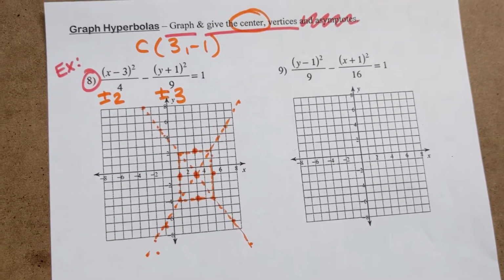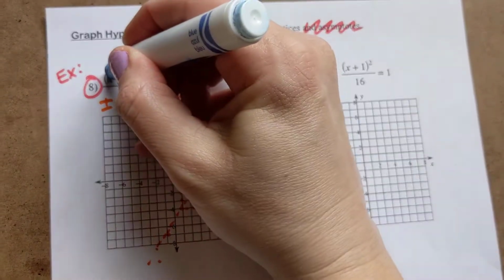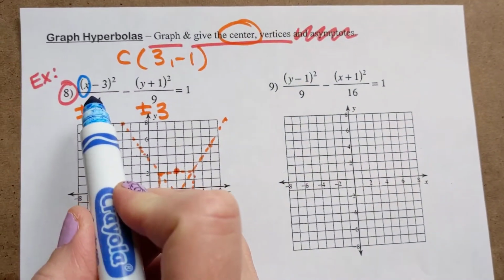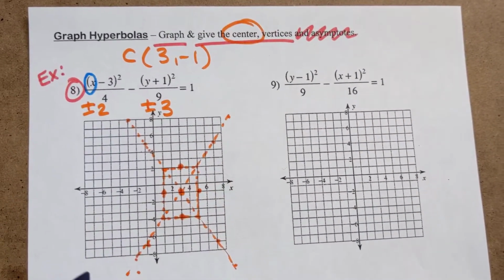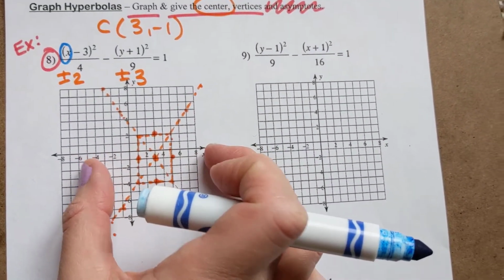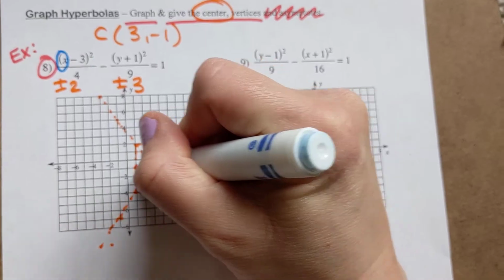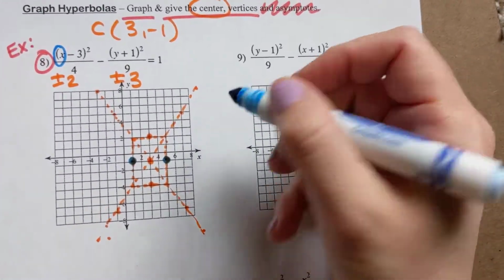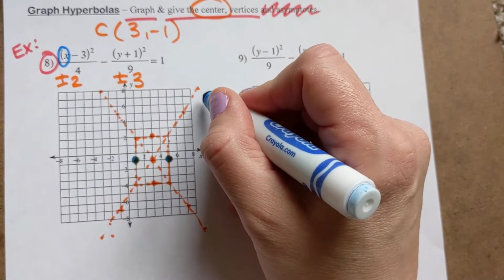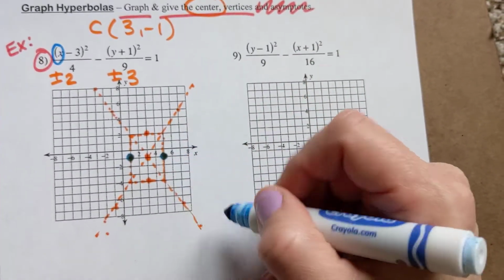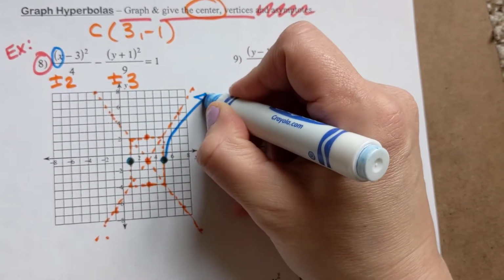Now, for your graph, you have to look at what letter comes first, because on these, it's not always the X that comes first. Okay, so this one is X that comes first, which means our graph is going out on the X-axis, so side to side. So this dot and this dot, those will be your vertices. You're going to make a curve that hugs up against the asymptote and the edge of the box and hits that dot. Okay, so curves out like that.